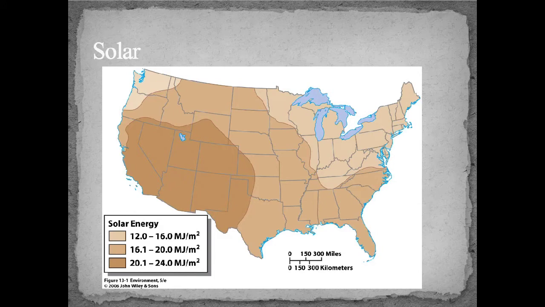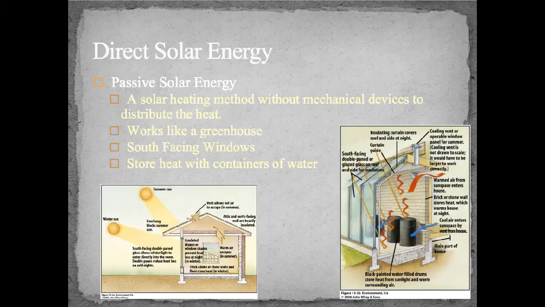Even though you can get solar energy anywhere on the Earth, there are certain places that have more solar energy than others. Based on this map of the United States, where can you find more solar energy? Yeah, here in the Southwest. The Southwest tends to get more solar energy, and that's where we have a lot of solar farms.